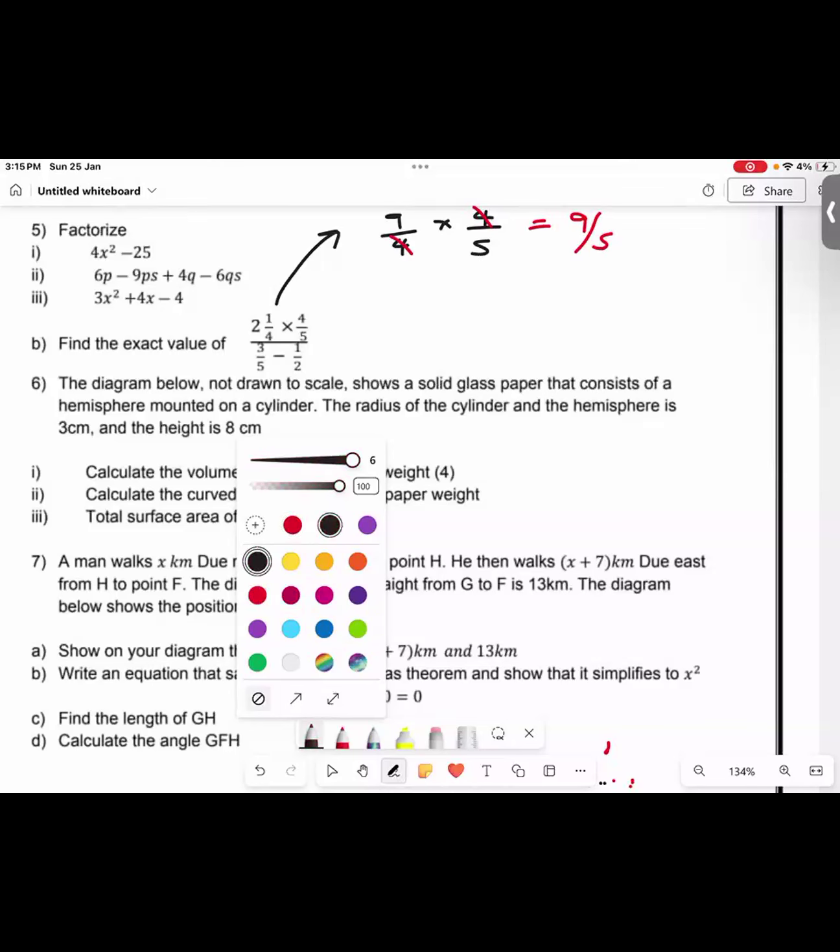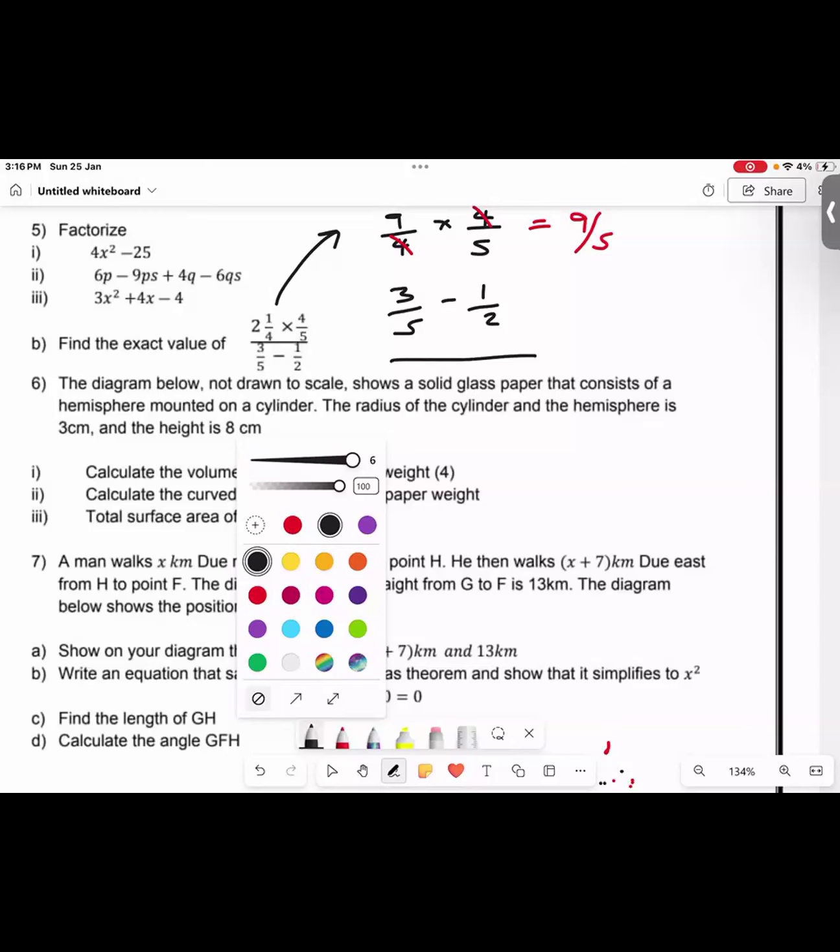There's nothing else to do. 9/5. Now for the bottom section, we end up with what? 3/5 minus 1/2. What's the rule for when you're adding or subtracting fractions? You find the LCM. That is very good, Miss Gentles.